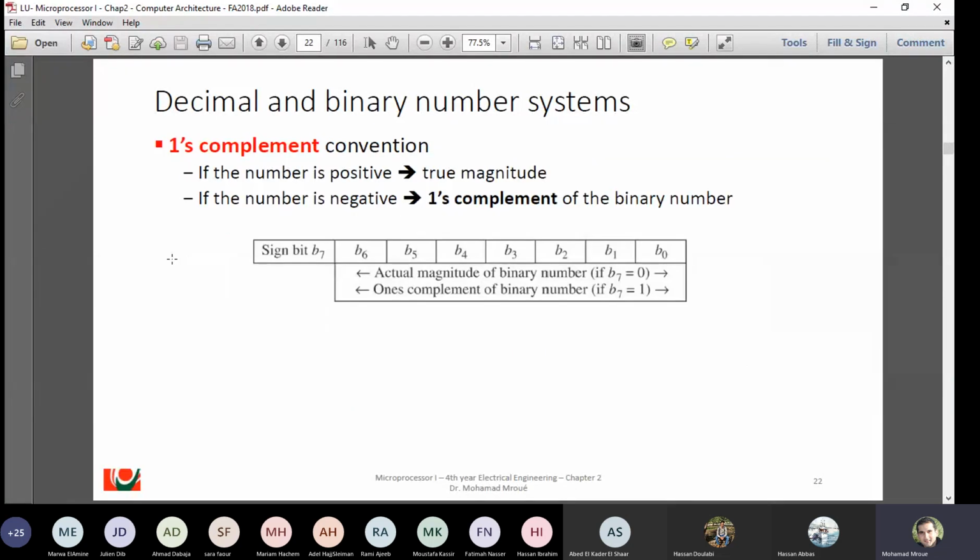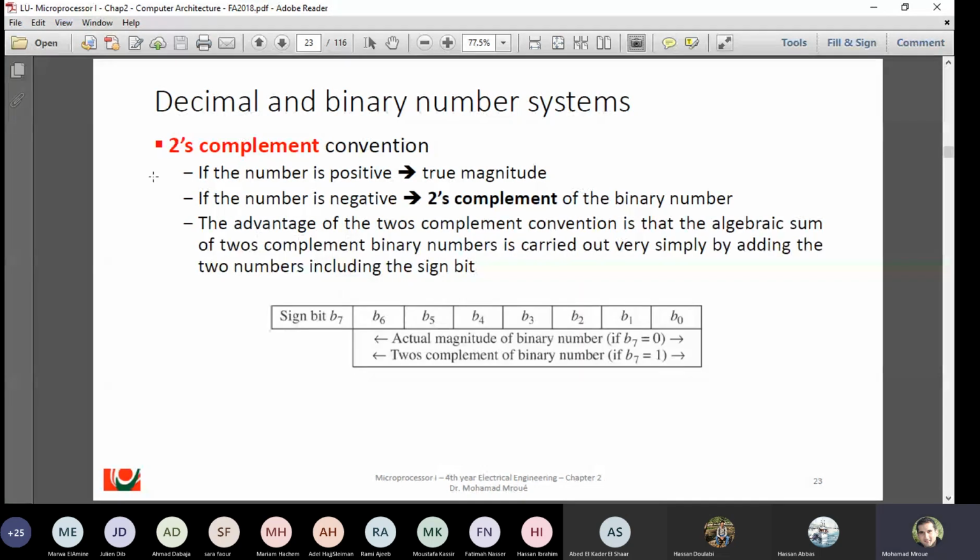Okay. The ones complement convention. So كمان هون we reserve 1 bit for the sign bit. And if the number is positive, we use its magnitude as it is. If the number is negative, we take its ones complement. Okay. Convention بنستعملها هي دائما التوز complement convention لأنه بتسهل علينا كثير. So if the number here is positive, then we consider the true magnitude. However, if the number is negative, we take its two's complement representation.